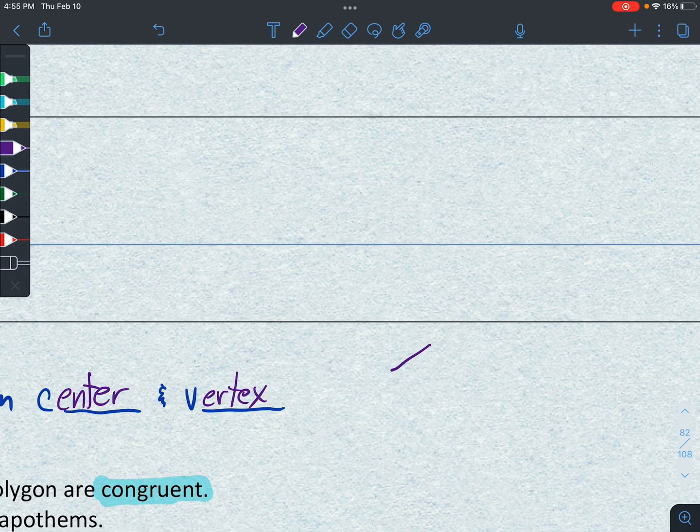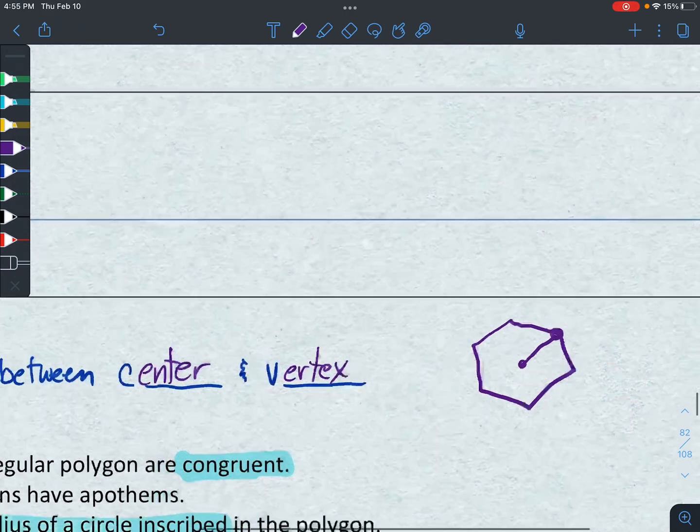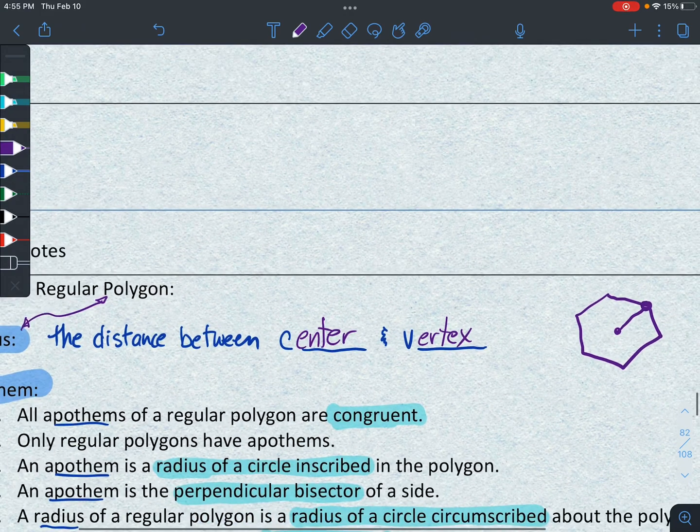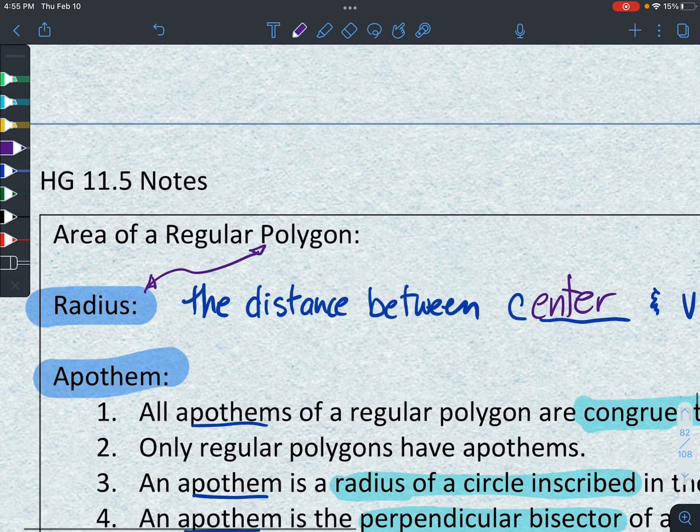So I'm going to draw a regular polygon. I'm going to pretend that's a perfectly drawn hexagon. There's my center. Pick a vertex. That one. There's a radius. All right? So make sure that's in your notes. The next thing, an apothem.